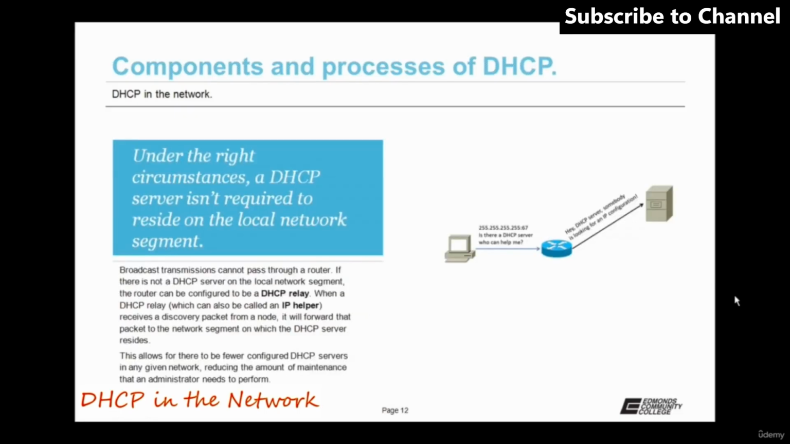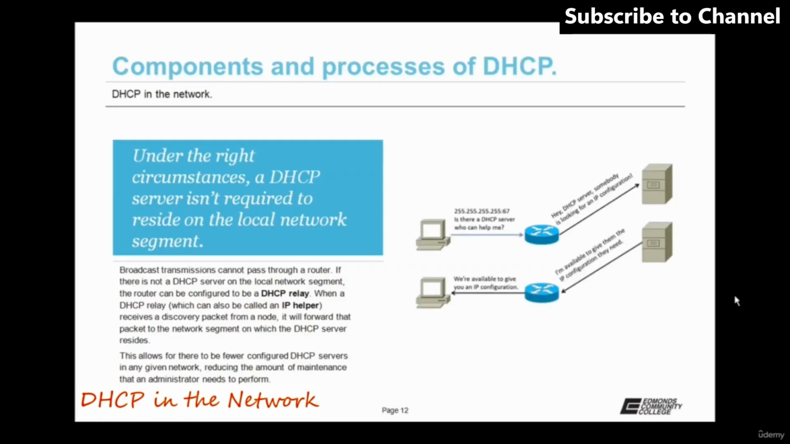Now, under the right circumstances, a DHCP server isn't required to reside on the local network segment. As a general rule, broadcast transmissions cannot pass through a router. But if there is not a DHCP server on the local network segment, the router can be configured to be a DHCP relay. When a DHCP relay, also called an IP helper, receives a discovery packet from a node, it will forward that packet to the network segment on which the DHCP server resides.